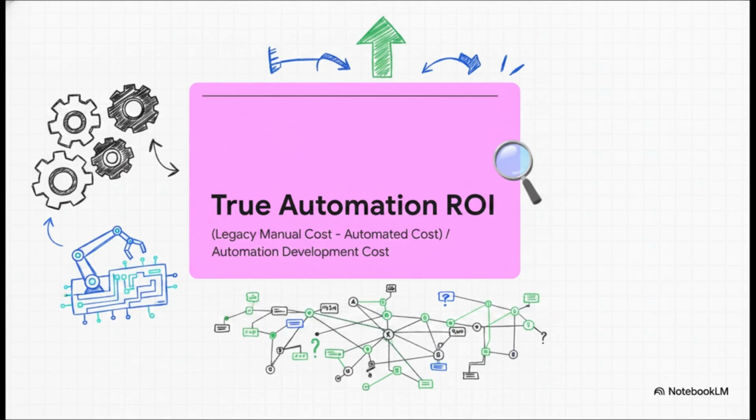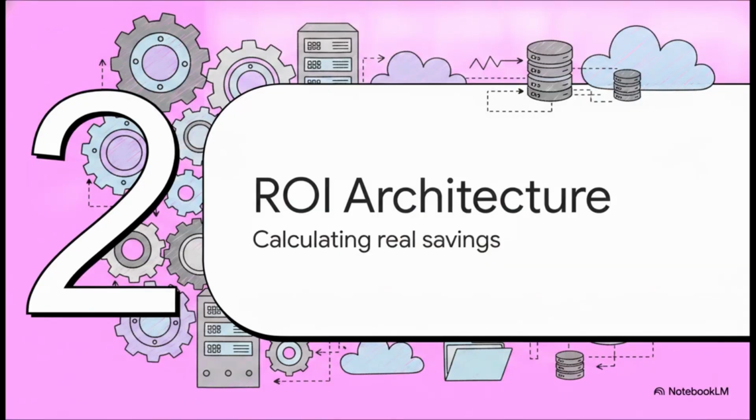You're just comparing the old way to the new way. But as literally any data architect knows, executing this math in a messy, real-world enterprise environment, it's incredibly difficult. Which brings us to Section 2, the ROI architecture challenge. Why calculating real savings is incredibly difficult.